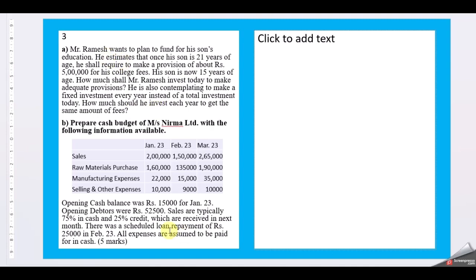This is one question. And the second one is: prepare a cash budget for Nirma Limited with the following information available. So these are the months and these are the categories. Opening cash balance was 15,000 for Jan 23. Opening debtors were rupees 52,500. Sales are typically 75% in cash and 25% credit, which are received in the next month. There was a scheduled loan repayment of rupees 25,000 in Feb 23. All expenses are assumed to be paid for in cash.